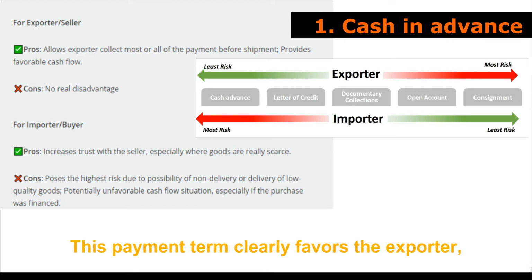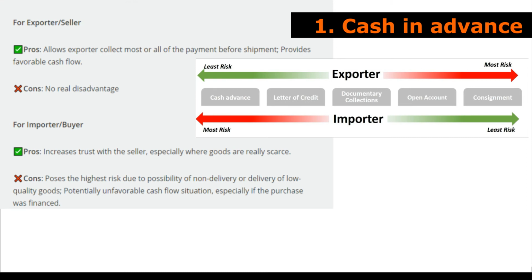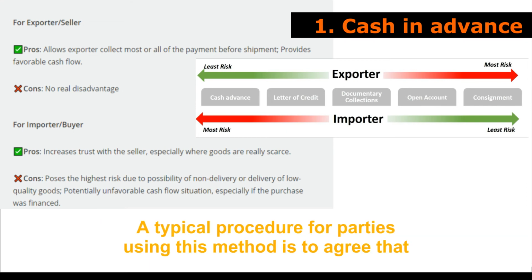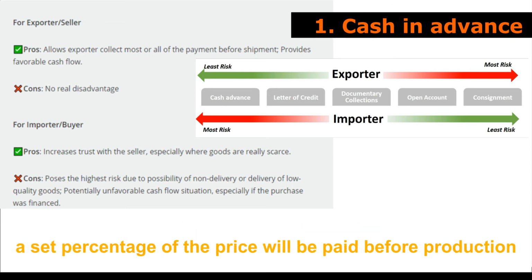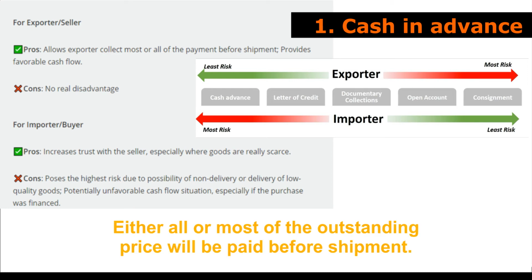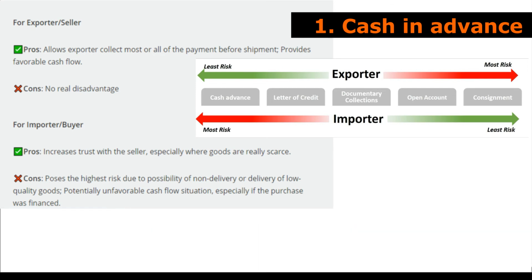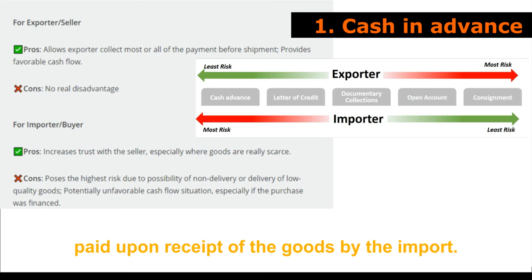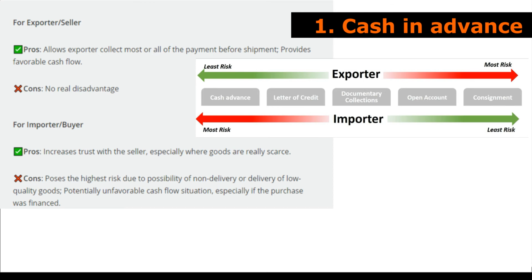This payment term clearly favors the exporter because it means they receive payment while still in the process of making the goods. A typical procedure for parties using this method is to agree that a set percentage of the price will be paid before production starts. After production, either all or most of the outstanding price will be paid before shipment. They may then agree that any amounts left will be paid upon receipt of the goods by the importer.